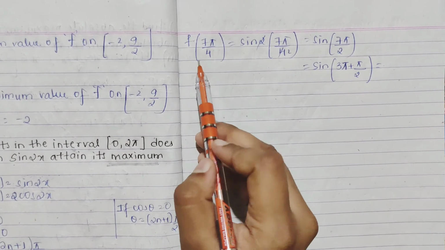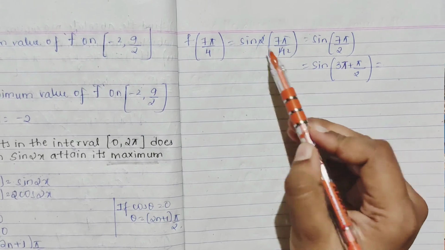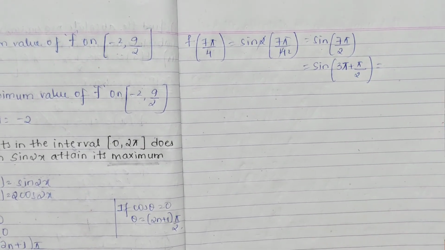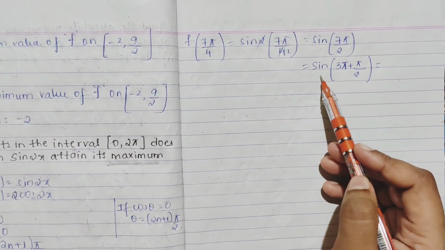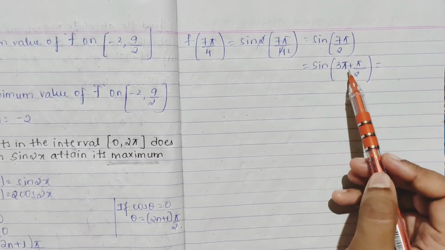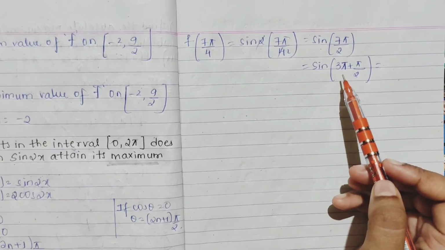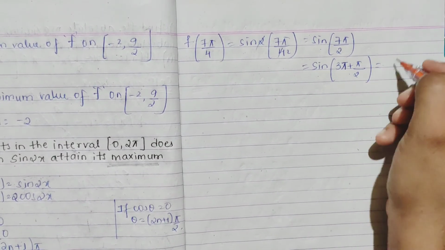So 7 pi by 4, so sine 2 into 7 pi by 4, 2 gets cancelled, so sine 7 pi by 2. This you can write as 3 pi plus pi by 2. So it is 3 pi, the function doesn't change, but this lies in your third quadrant, and in your third quadrant sine is negative, so you will get minus sine pi by 2, so it will be minus 1.